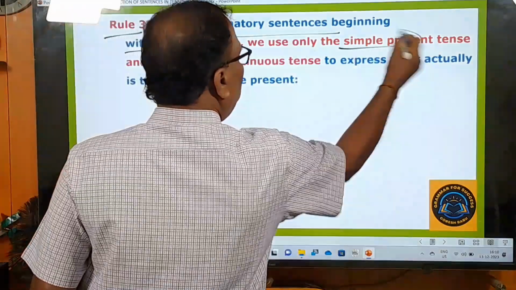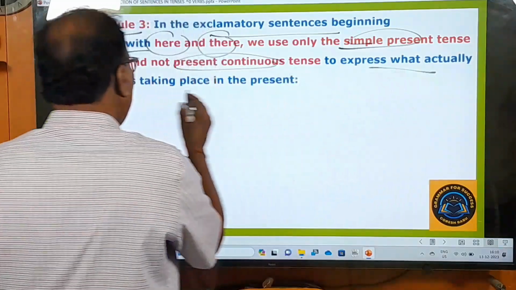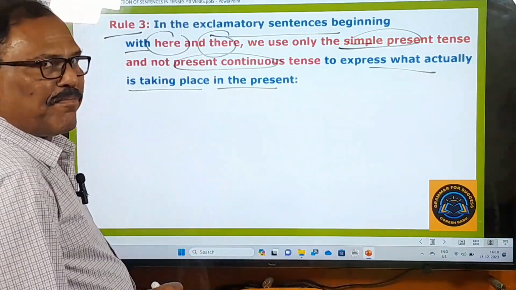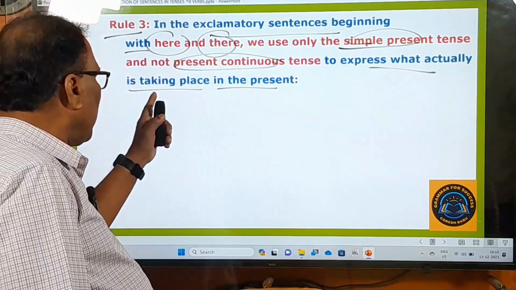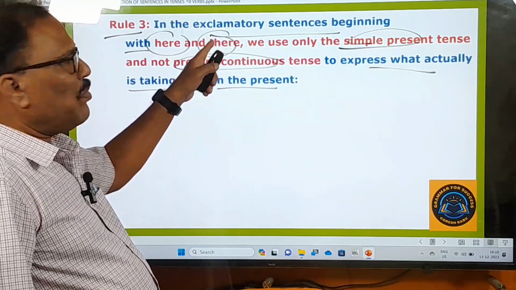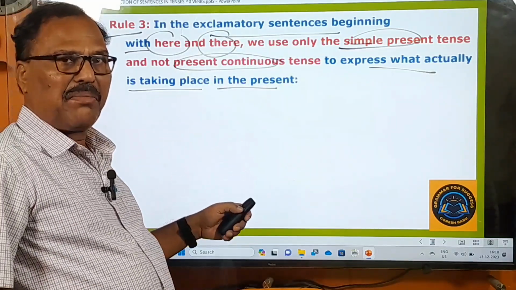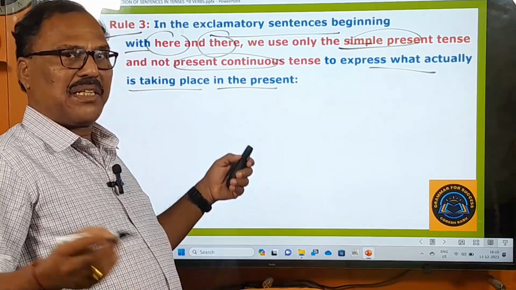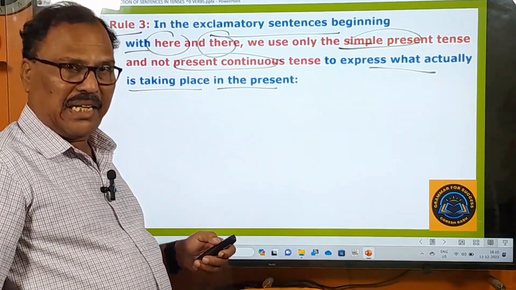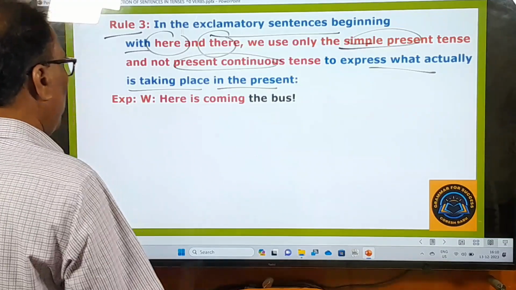To express what actually is taking place in the present, with here and there, we use only the simple present, not the present continuous tense. The ing form, where am, is, or are plus the ing form, is called present continuous. We don't use that tense, but only the simple present. So let me give you some examples to make you understand.